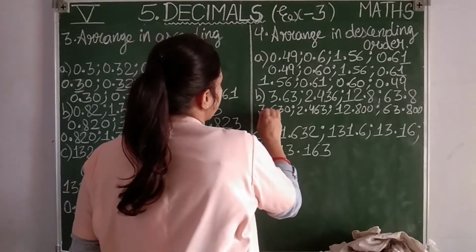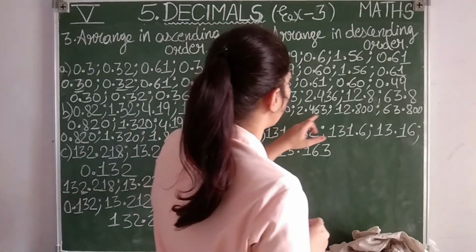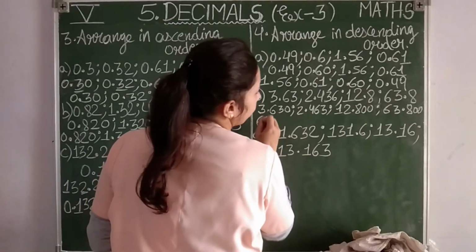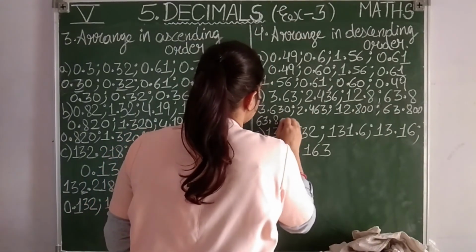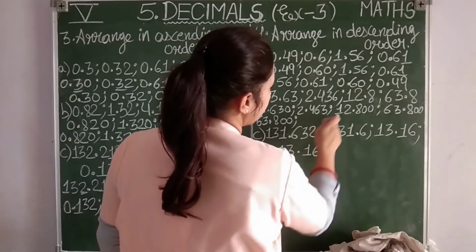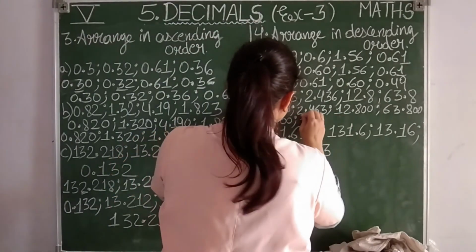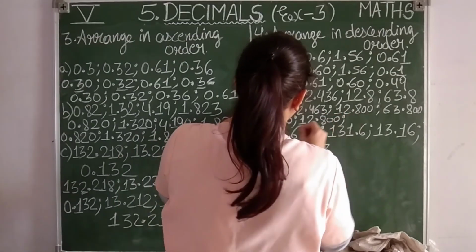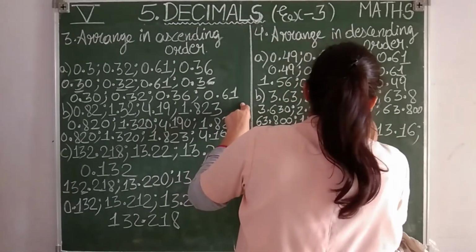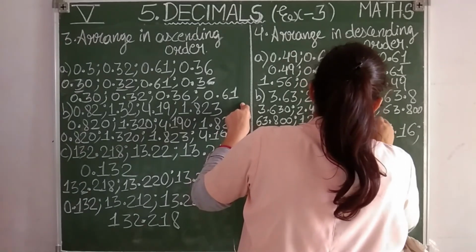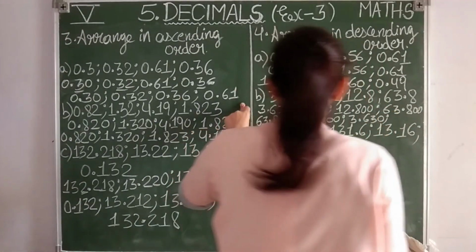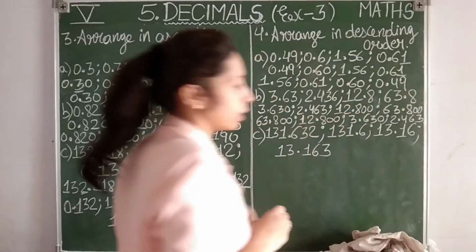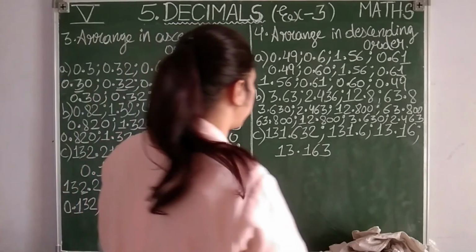Now find the greatest whole number here: 3, 2, 12, 63. So 63.800 is the greatest. After it 12.800. Okay. Then 3.630, isn't it? Then at last 2.463, students, like this. Now last one, point number C.